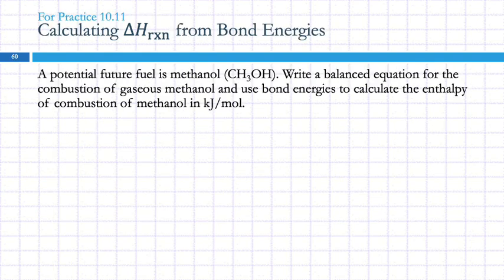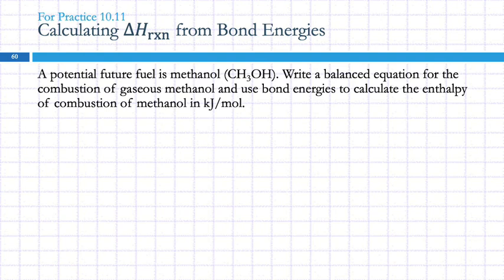Okay, so here's an example of how to calculate delta H from bond energies. Potential future fuel is methanol. Write a balanced equation for the combustion of gaseous methanol and use bond energies to calculate the enthalpy of combustion of methanol in kilojoules per mole. So this is kind of a long problem because they didn't give us a chemical equation, and they're making us go look up all the bond energies.